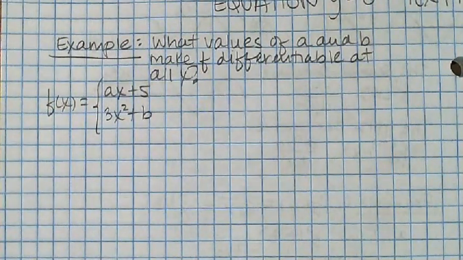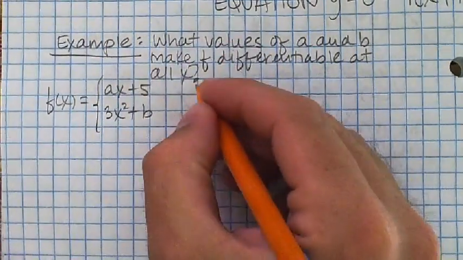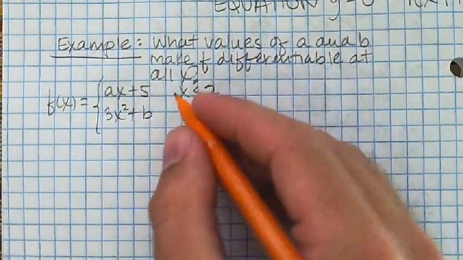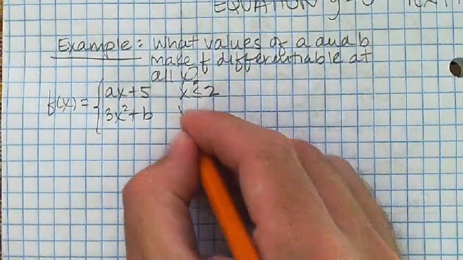Alright, so this is a type of question, and I think I did not copy the full question. This is when x is less than or equal to 2, and this is when x is greater than 2.